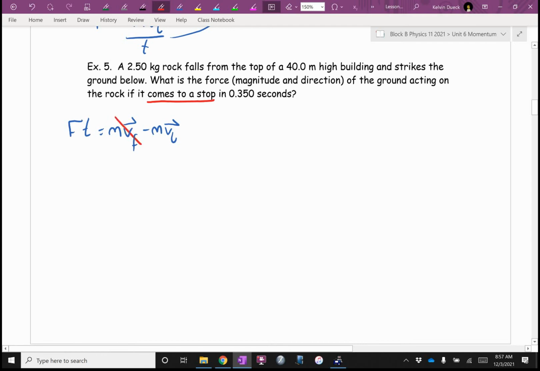Mr. Dewick, I thought V final when you hit the ground wasn't 0. This is after we've hit the ground. We're asking what's the force that the ground applied? What's V initial? That's how hard we hit the ground at. First of all, how would I get the force by itself?